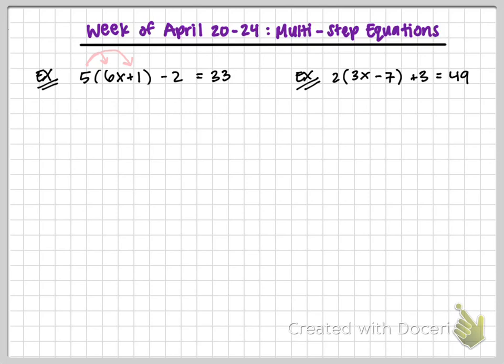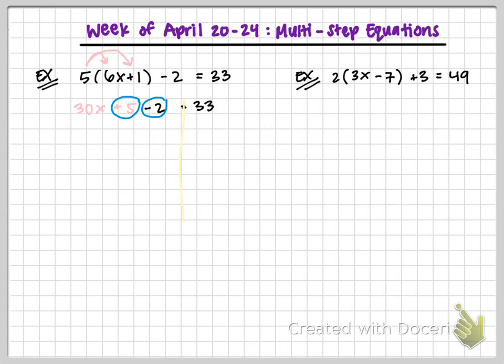So when I multiply 5 and 6x, 5 times 6 gives me 30, and then I still have the x. 5 times 1 gives me 5. I can drop down the -2 and the 33. When you guys are done distributing, look to see if there's anything you can combine. There's nothing I can combine with the 30x because there's nothing else that has the x. But I can combine +5 and -2. Remember, you cannot combine it with the 33 because it's on the other side.